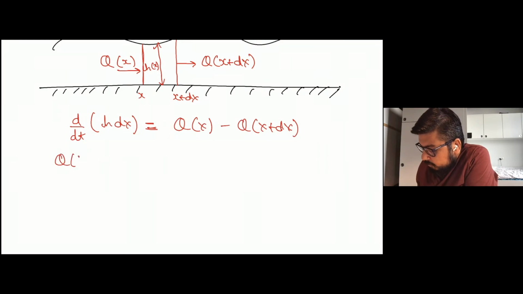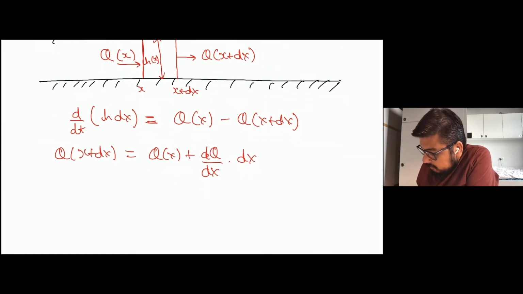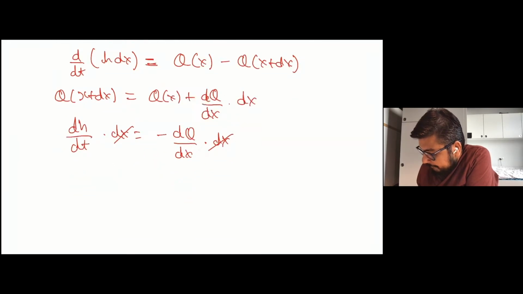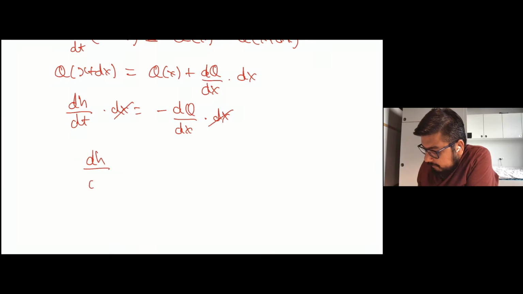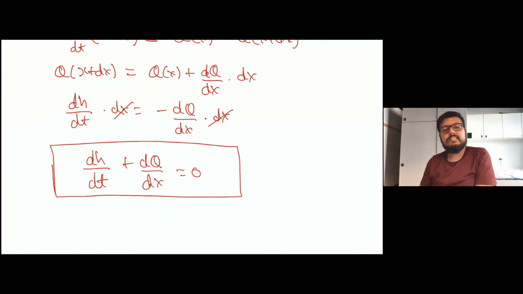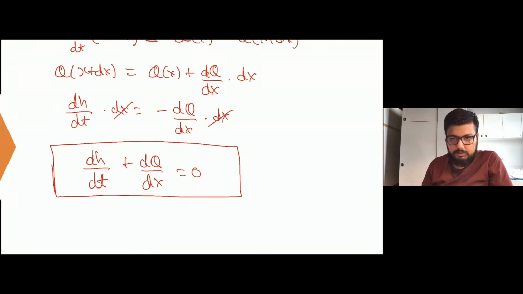And of course, Q(x+dx) we can write using the Taylor series expansion, which is Qx plus dQ/dx times dx. If we plug this in, we get dh/dt dx is nothing but minus dQ/dx into dx. And so very easily we get the continuity equation relevant for thin film flows, which reads dh/dt plus dQ/dx is equal to 0.